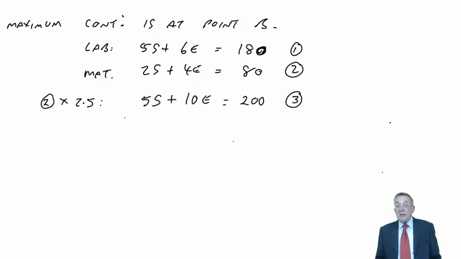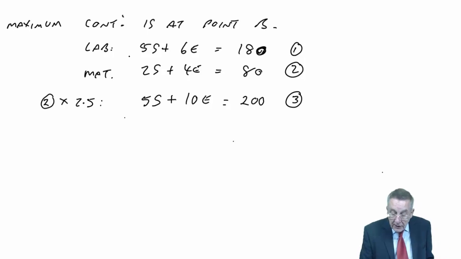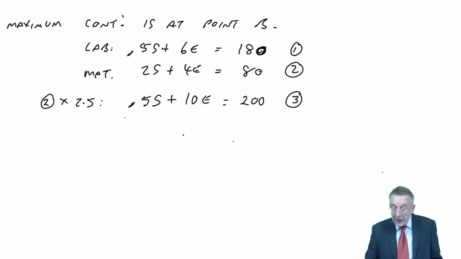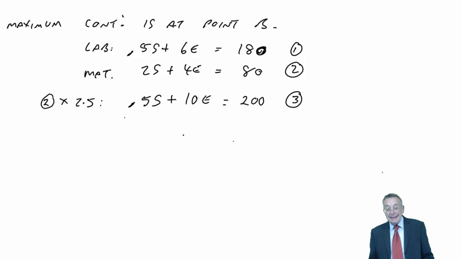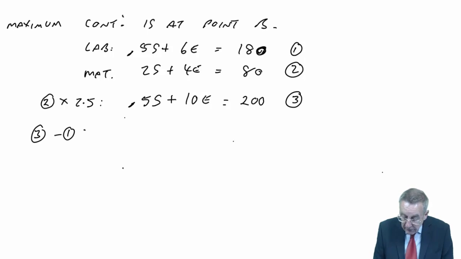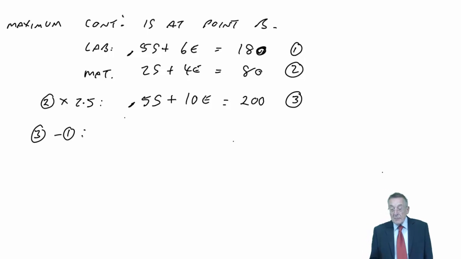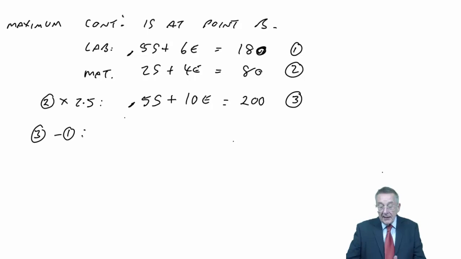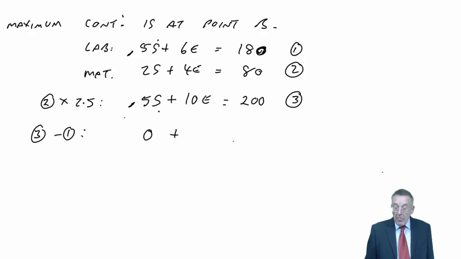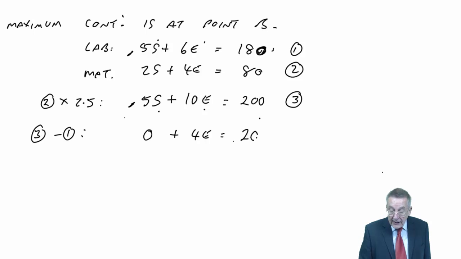Now the reason I chose to multiply by 2.5 is to deliberately have 5 s's in both the first and the third equation. And the reason I wanted that is if I now take away the first equation from the third, so we're in a sense upside down, but 5s minus 5s is 0, 10e minus 6e is 4e, 200 minus 180 is 20.